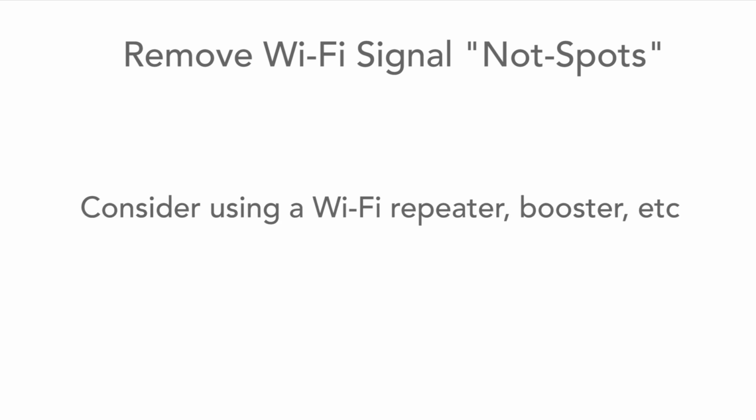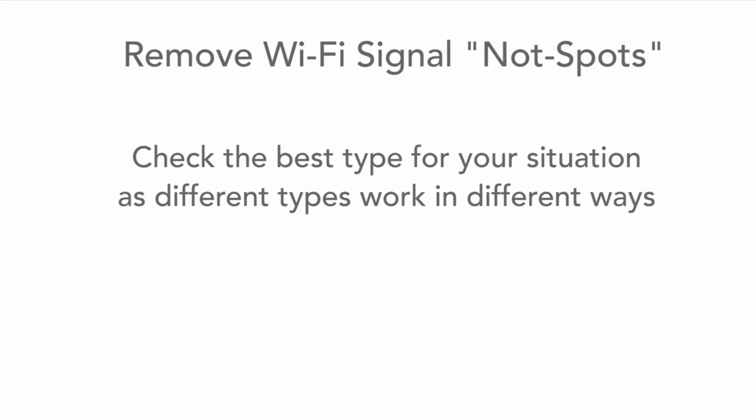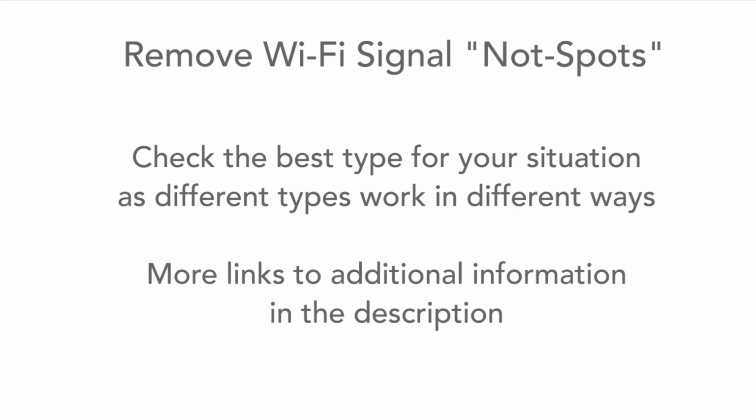Where there are Wi-Fi knot spots and the signal is poor, consider a repeater or a booster. Extenders using mains or powerline wiring as the connection are another option. The best type for your requirements will depend upon your particular situation. Again, check out the links in the description for more details.